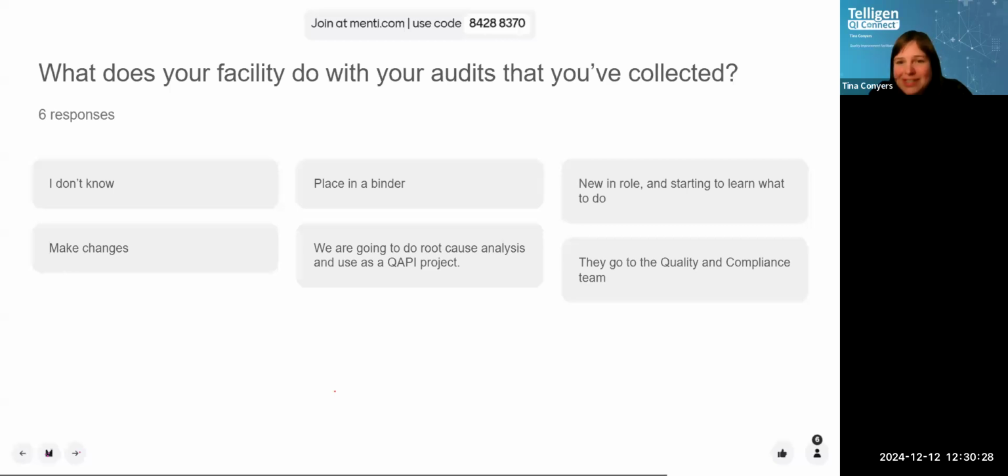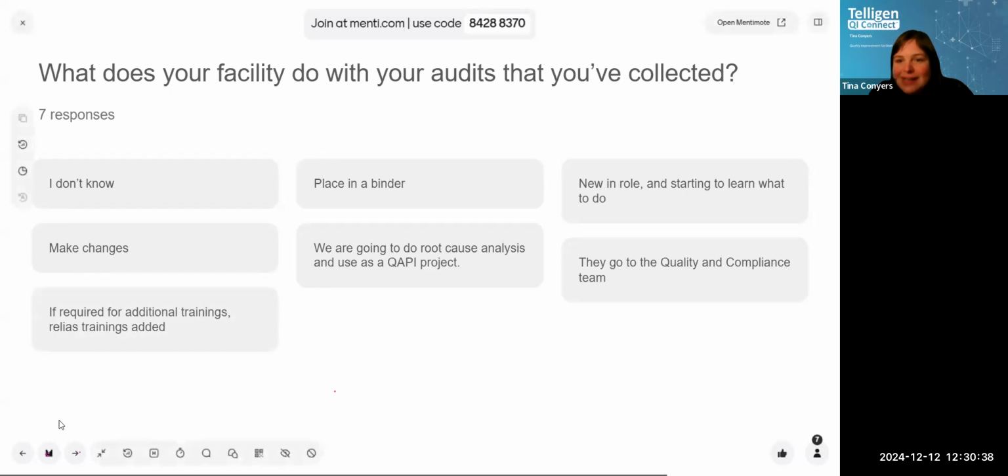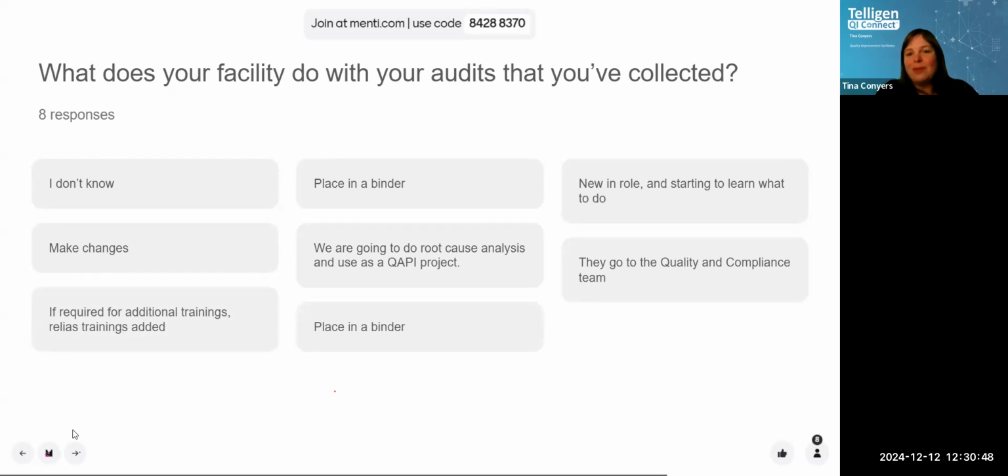Yes. Thank you so much. And I'm looking at these answers. So we're not sure. We're going to make changes. We put it in a binder. New in the role and starting to learn what to do. Going to do root cause analysis to use as a QAPI project. Beautiful. Thank you guys so much. Oh, we've got a compliance team. Awesome.